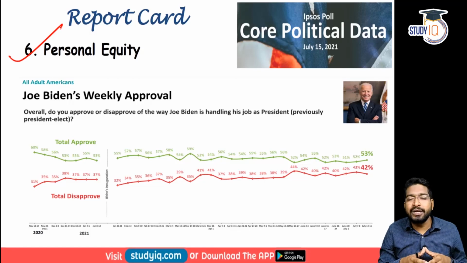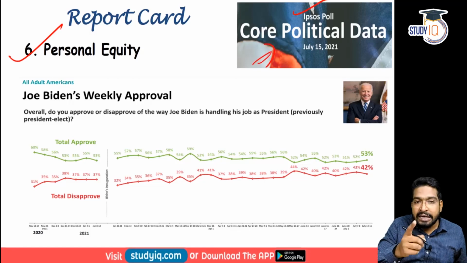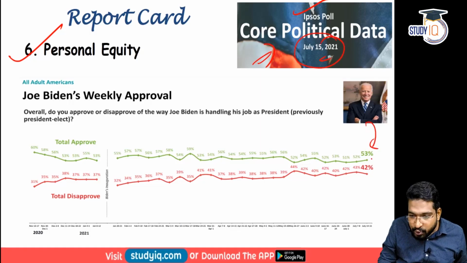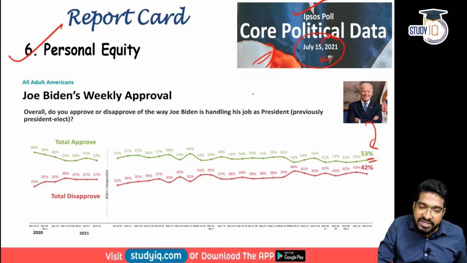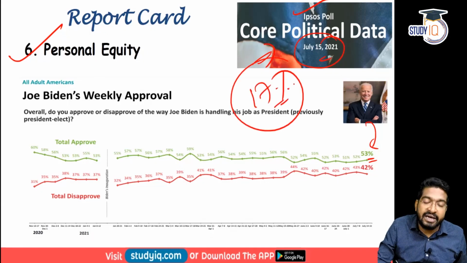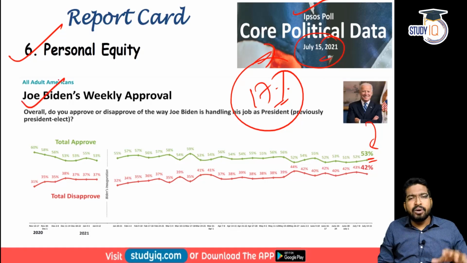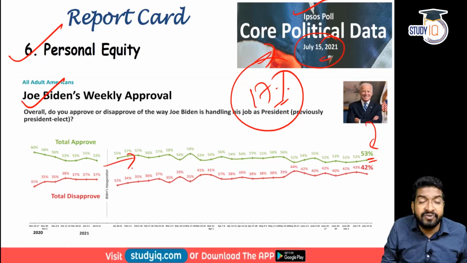Now, if you look at Joe Biden's approval rating, this is from the Ipsos poll core political data. The latest data is from July 15, 2021. Here, the data shows that the approval rating of Joe Biden is about 53%. That means the majority of the people agree with Joe Biden's policies. As I told you, even 17% of Republicans agree with Joe Biden's policies. So his weekly approval rating is quite consistent. It is higher than 50%.